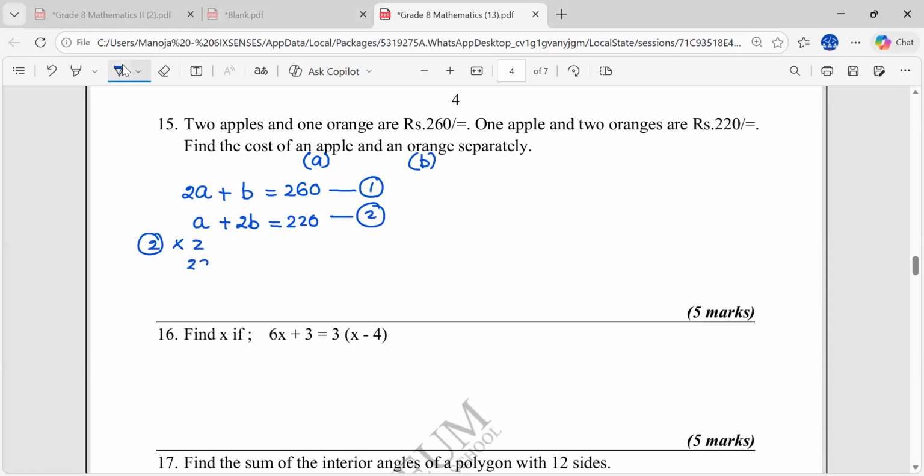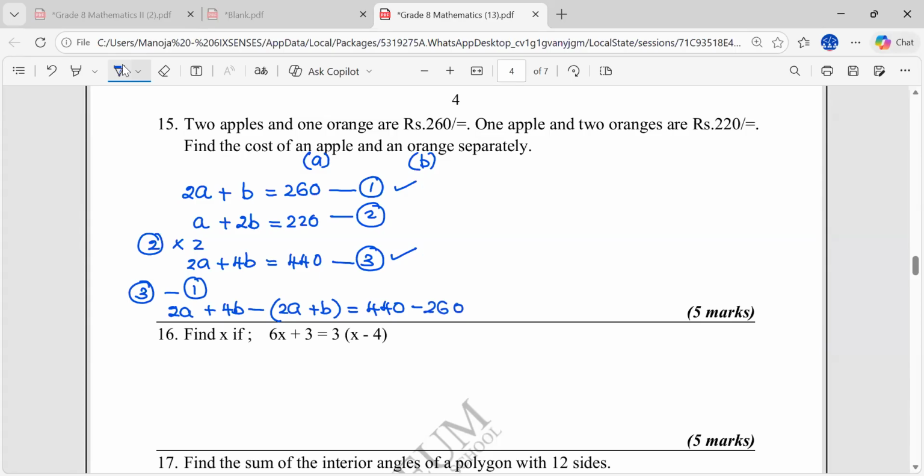So this becomes 2A plus 4B equal to 440. This is equation 3. Now if you look at equations 1 and 3, you have 2A and 2A. So equation 1, you subtract from equation 3: 2A plus 4B, subtract 2A plus B, equal to 440 subtract 260. Then I simplify the bracket.